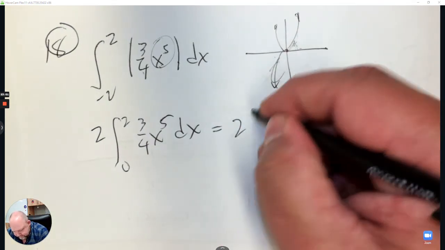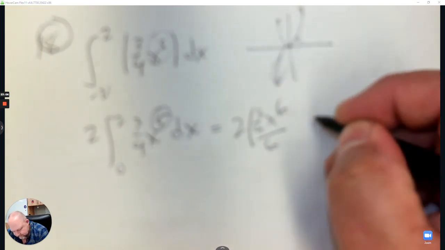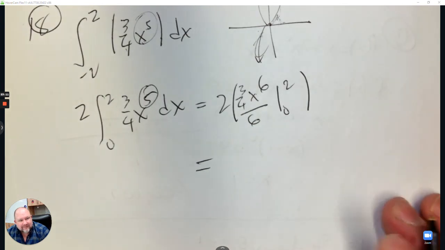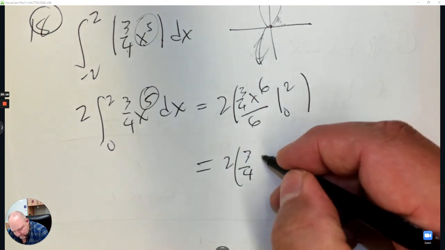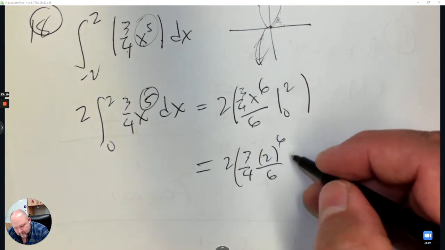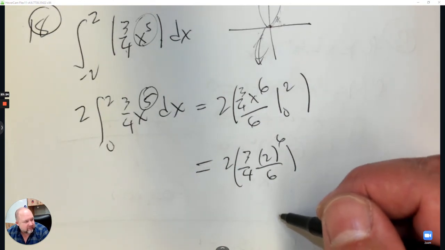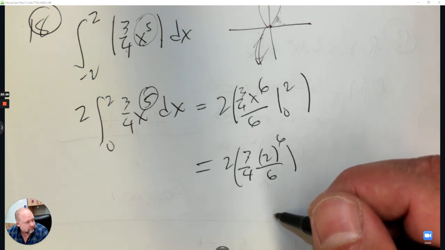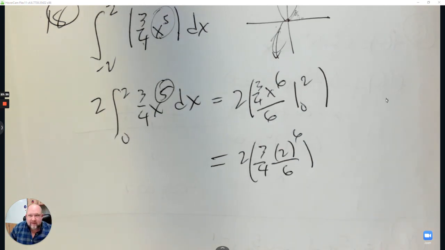How do I integrate that? Add 1 to the exponent, divide, and then plug in 2. When I plug in 0, the answer is 0, so there's your answer. You could simplify that if your heart wants to simplify that. All right, I'm going to see what's happening here. All right.